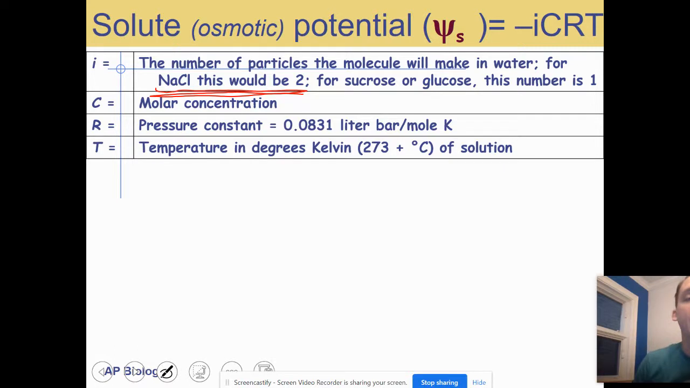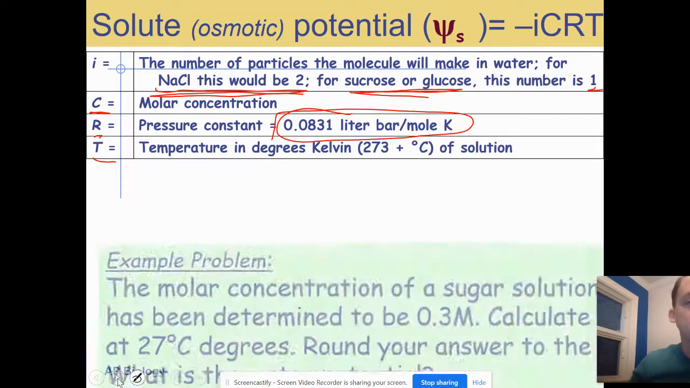So 1 NaCl is going to become 2, it doubles. For things that are covalently bonded like sucrose or glucose, that number is always 1. If it's something like CaCl2, Ca and 2 Cls would give us 3. That's the number of particles. C refers to concentration. This is molarity. R is the pressure constant. If we're using bars, we're always going to use 0.0831. And T is temperature in Kelvin. So make sure you always convert to Kelvin.